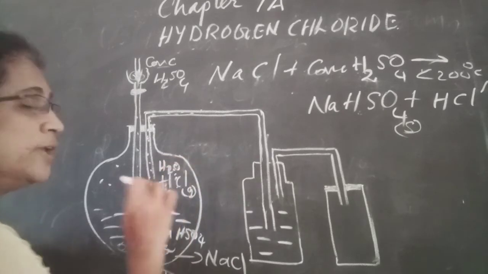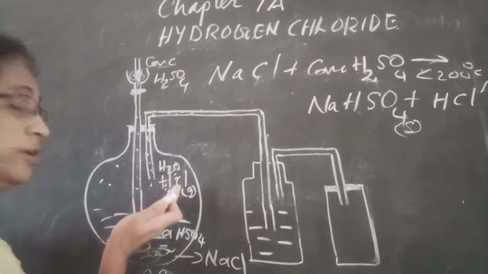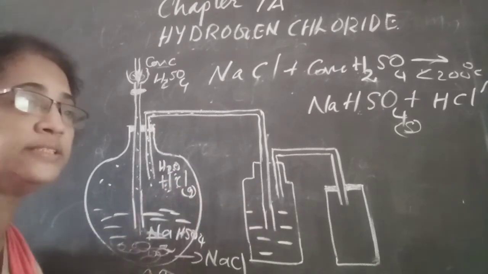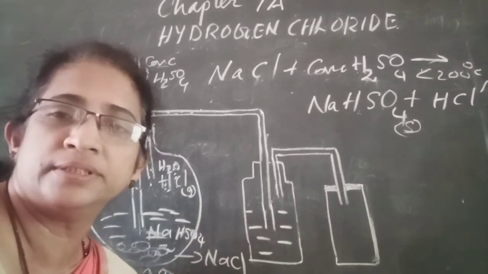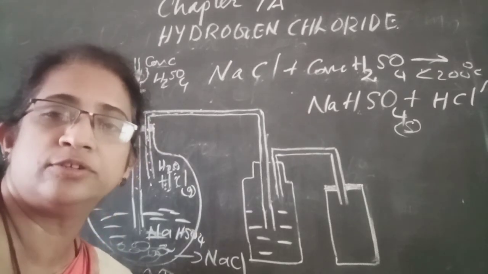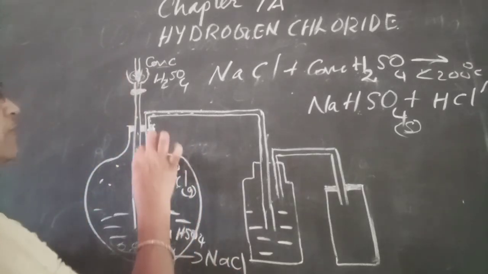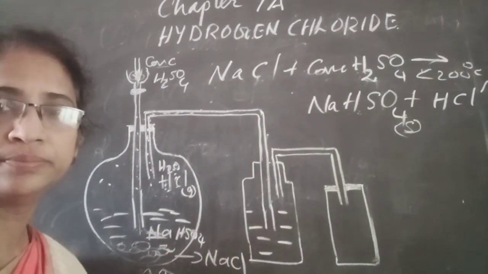The round bottom flask contains HCl vapor and moisture. Above the liquid it contains hydrogen chloride gas and moisture. So what is the purpose of the experiment? For the preparation of hydrogen chloride gas. So here HCl gas and moisture will escape through the delivery tube.